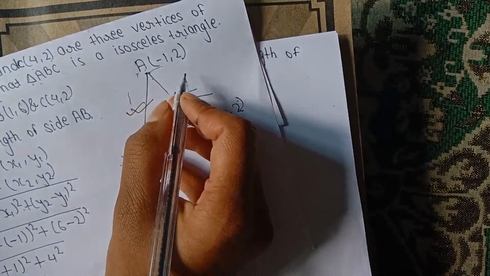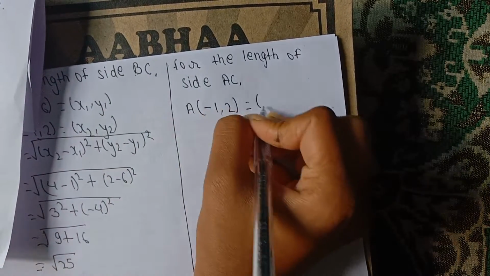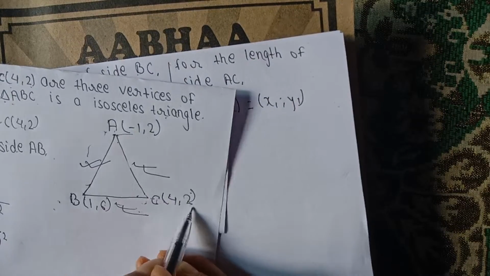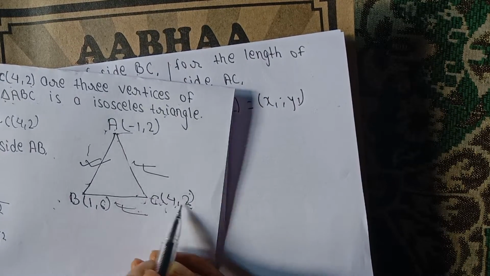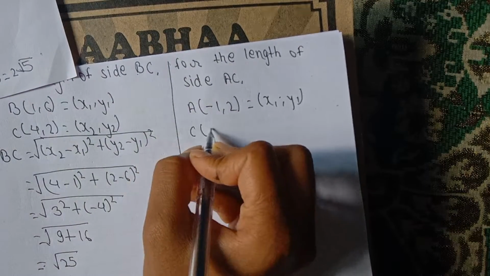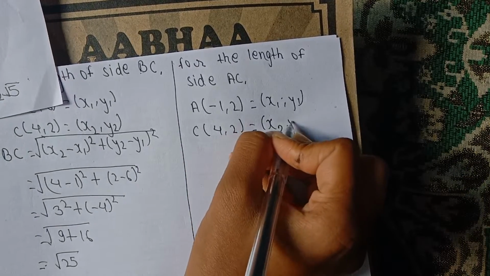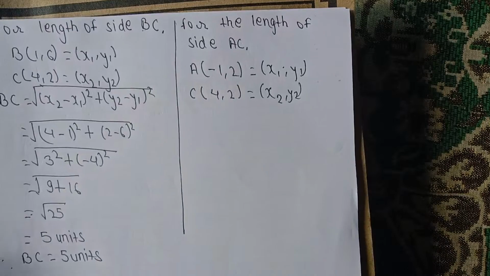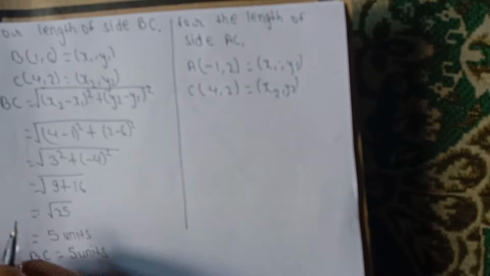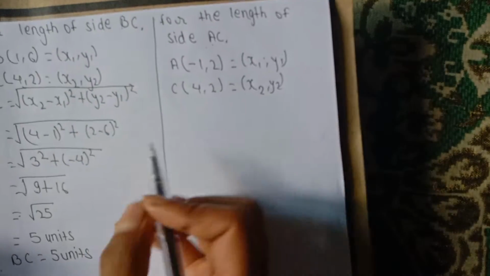A is minus 1 comma 2. So write here A minus 1 comma 2 as x1 and y1. After that, C is 4 comma 2. So we have to write C 4 comma 2 as x2 and y2. After that, we have to find the distance of AC, as we have done for AB and BC. To find AB and BC, we also have to find AC.